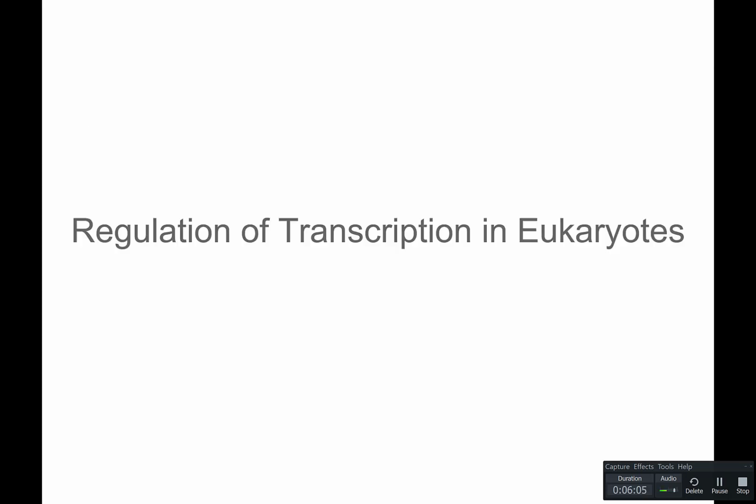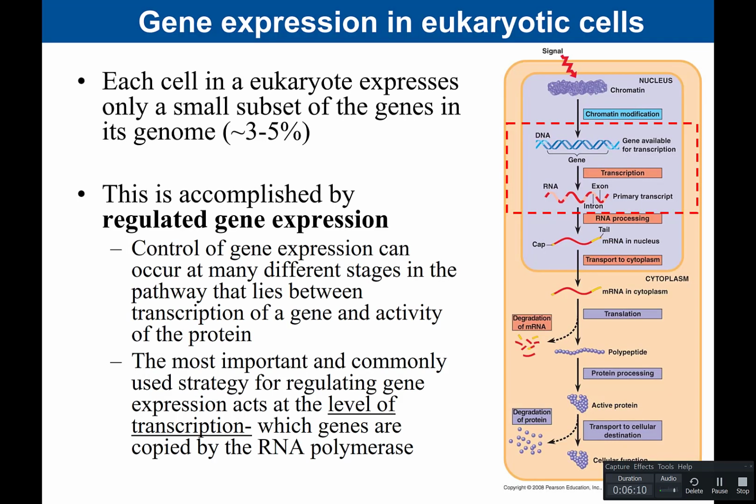So now we're going to move on and look at regulation of transcription in eukaryotes. Each cell in a eukaryotic organism will express only a small subset of the genes in its genome, between about 3 to 5% of its genome. This is accomplished by regulated gene expression. Control of gene expression can occur at many different stages in the pathway that lies between the transcription of the gene and activity of the protein.